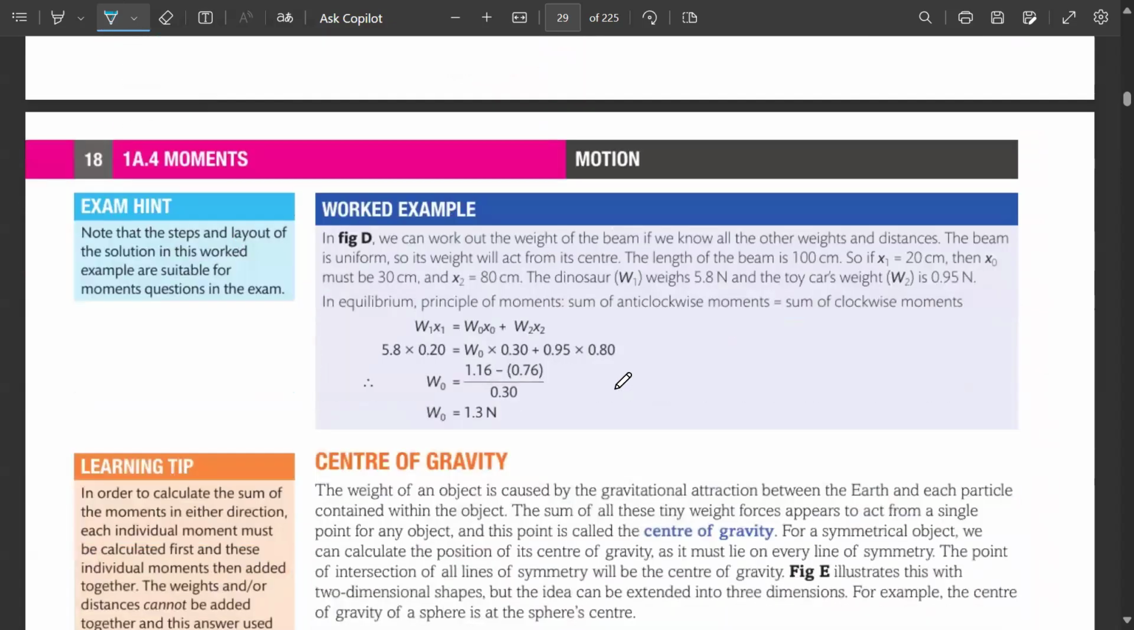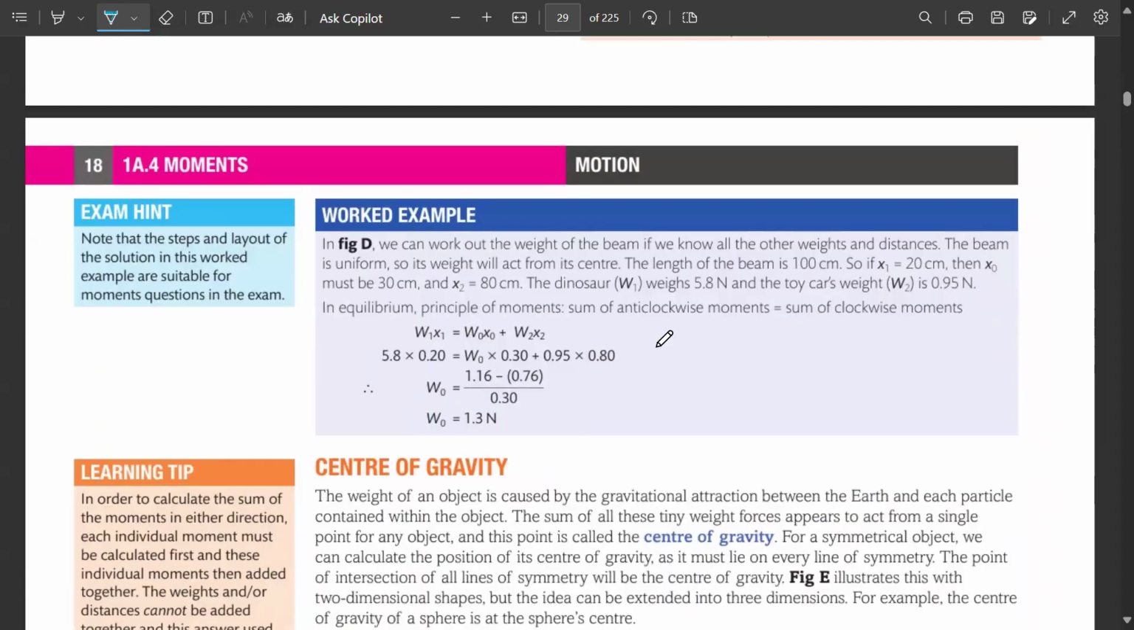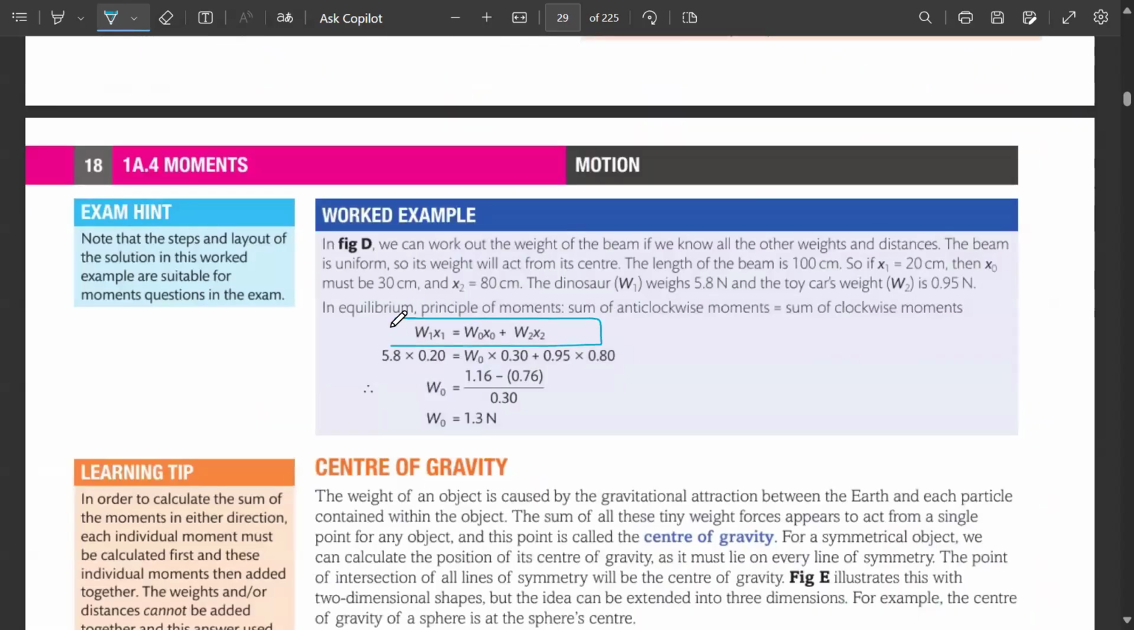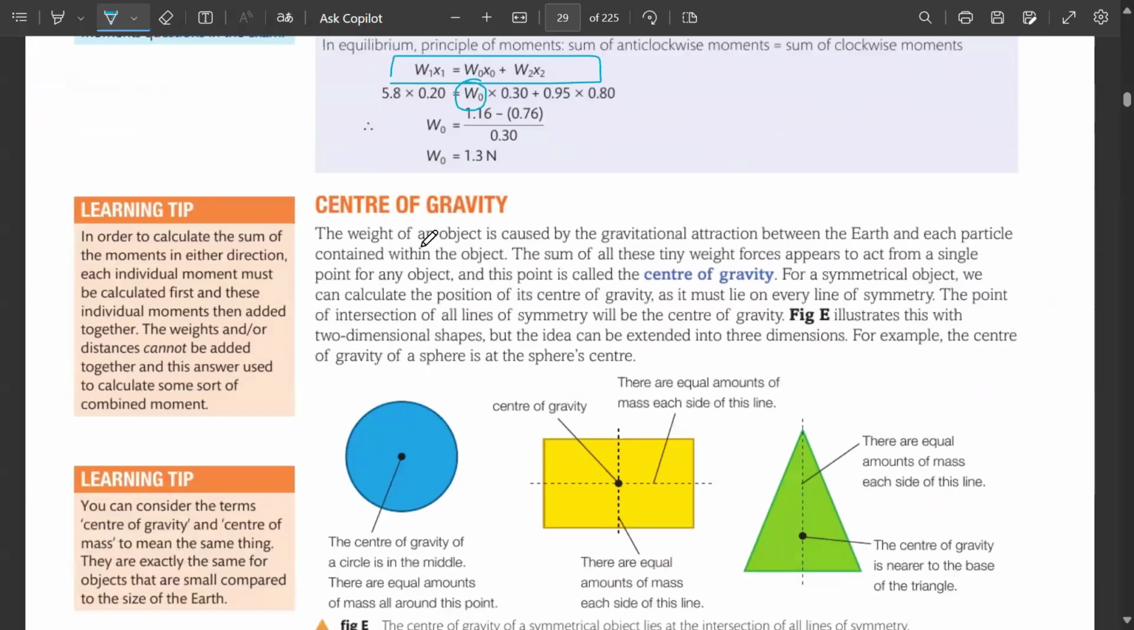But remember to take all of the clockwise moments and the anti-clockwise moments in the same direction. Okay? So here you can see, if we want to write down the equation, first find out which of the forces are clockwise and which of them are anti-clockwise. W naught is clockwise and W2 is clockwise. So W naught multiplied by x naught plus W2 multiplied by x2 is equal to the anti-clockwise moment, which is W1 multiplied by its distance x1. Exactly the equation that is written over here. You would be given the values of all the weights and distances, and one of them would be unknown. For example, over here, W naught was unknown.